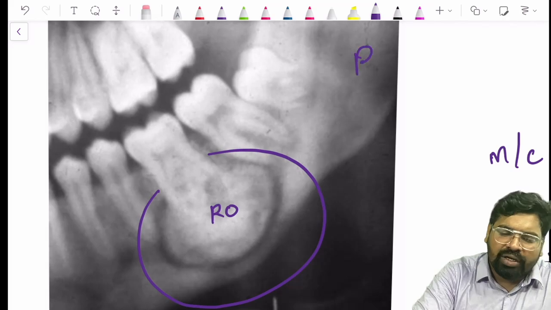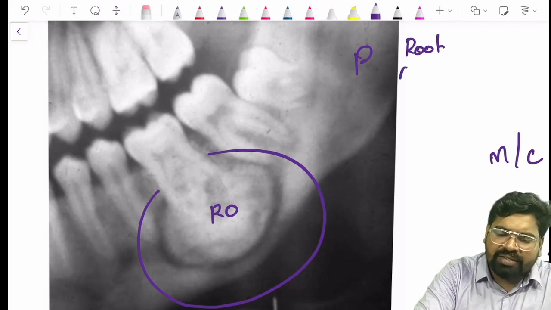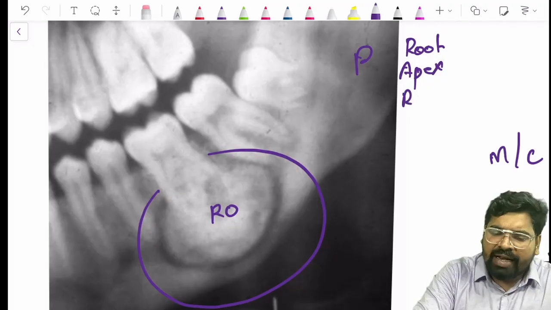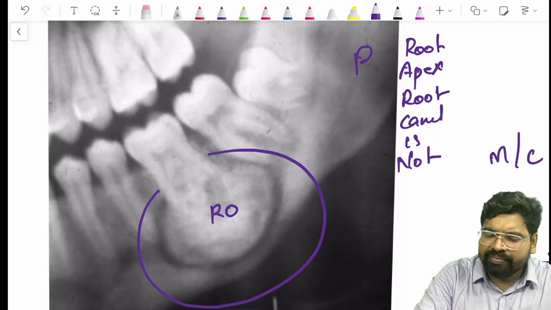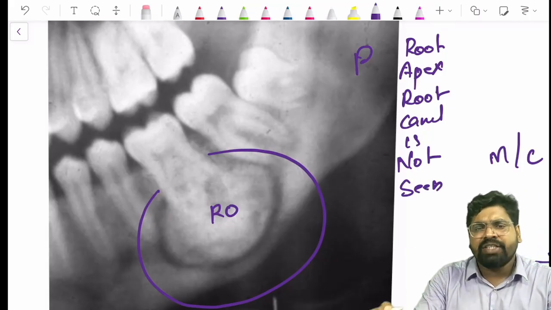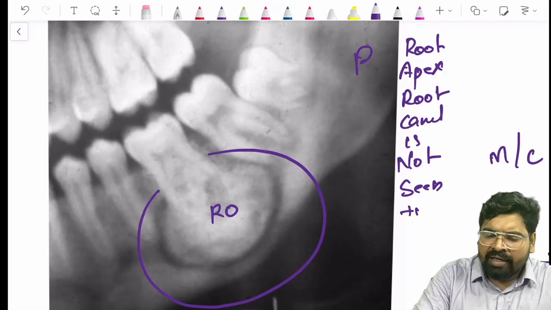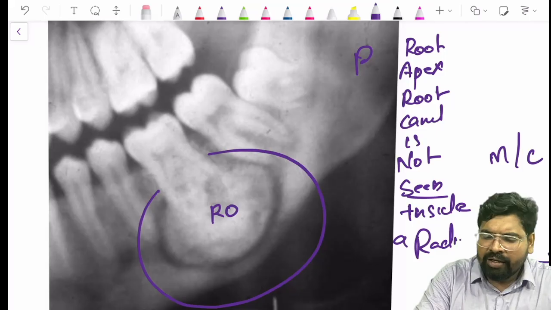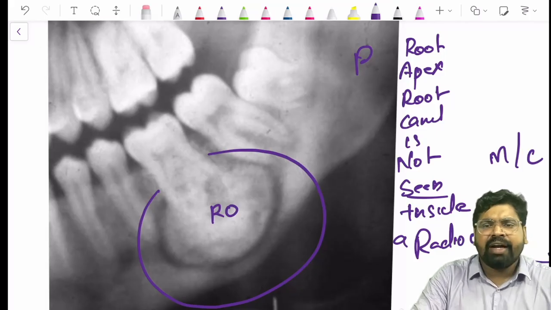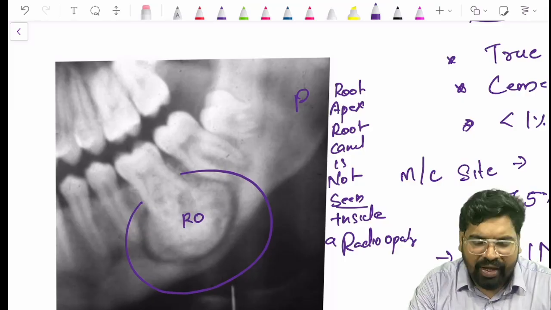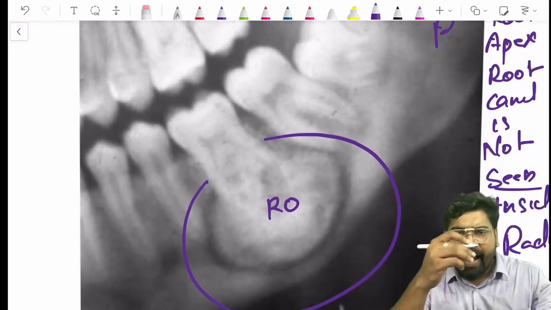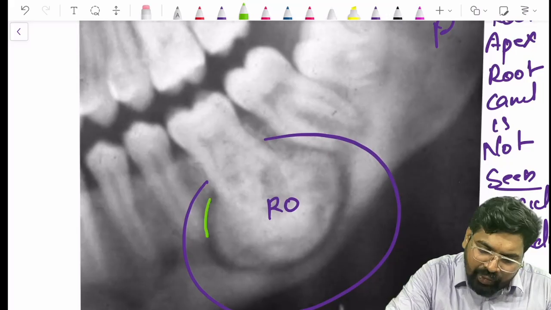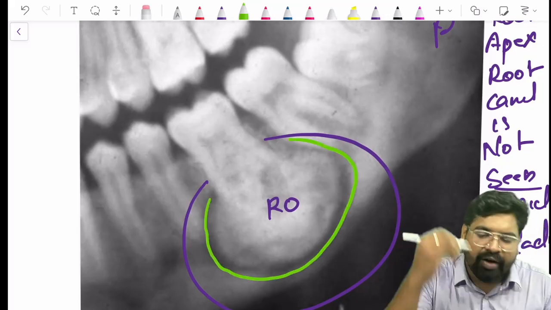The root apex, the root canal, is not seen. You cannot appreciate it. It is inside a radiopacity. You are seeing a big radiopaque lesion. Can you see this? This is a radiopaque lesion, and it is surrounded by a radiolucent rim. You can see a radiolucency around it.